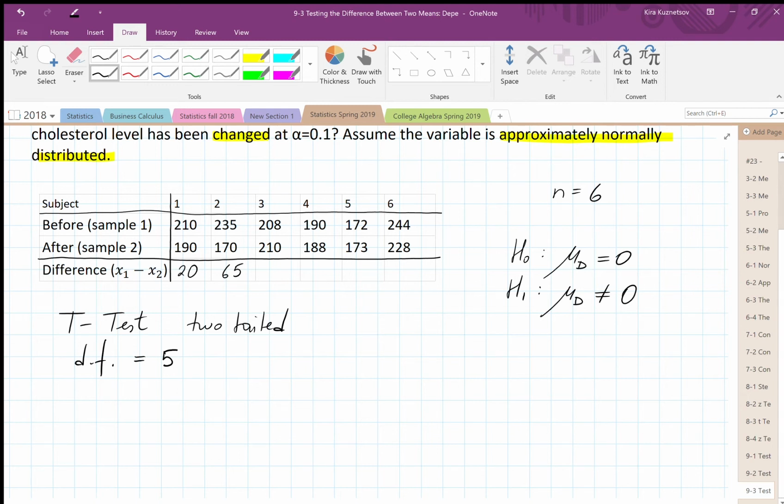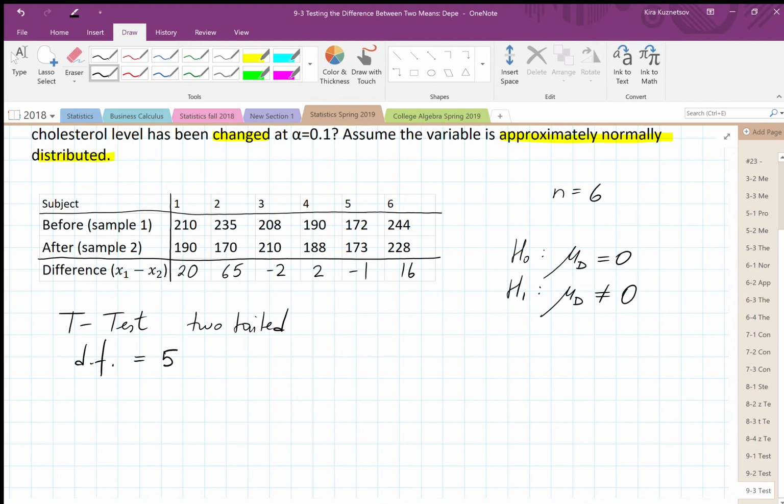108 minus 110 is a negative number. So this means that for subject number 3, it actually went up. 190 minus 188 is a positive 2. This is again negative 1. And 144 minus 228 is positive 16. So this is my differences. This is how it changed.